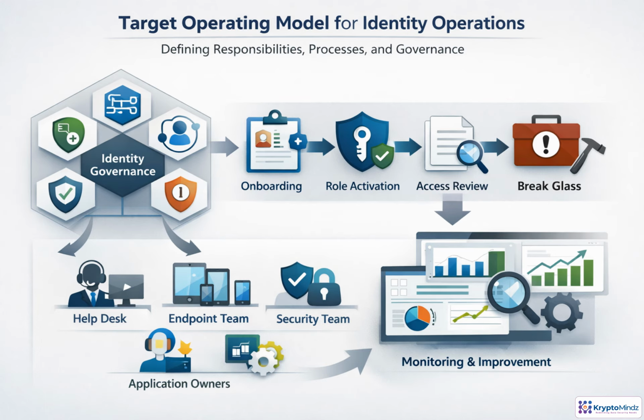Operations must also be clear after go-live. The target model defines who owns architecture, policy, lifecycle events, application access, device compliance, and incidents. It turns common activities into repeatable processes: onboarding, offboarding, role activation, access reviews, and emergency break glass. Support boundaries need to be updated as well, so the help desk, endpoint teams, security teams, and application owners know when to act and when to escalate. Monitoring and reporting close the loop by showing where controls are working and where the model needs improvement.